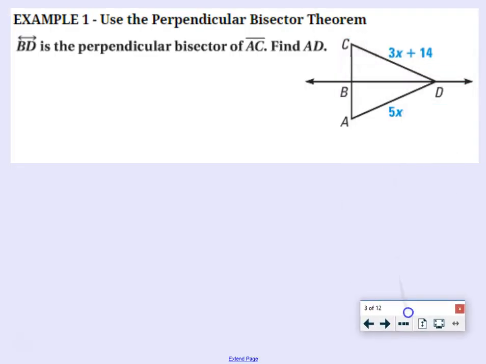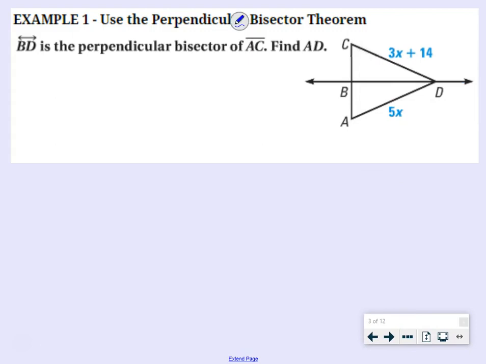Example 1, use the perpendicular bisector theorem. Line BD is the perpendicular bisector. So right here, this is line BD, which means it cuts these two in half, makes the right angle. Find AD. Well, by the perpendicular bisector theorem, if there's a point on the perpendicular bisector, it is equidistant from the two endpoints. So we can say that 3x plus 14 is equal to 5x. So set those equal to each other.